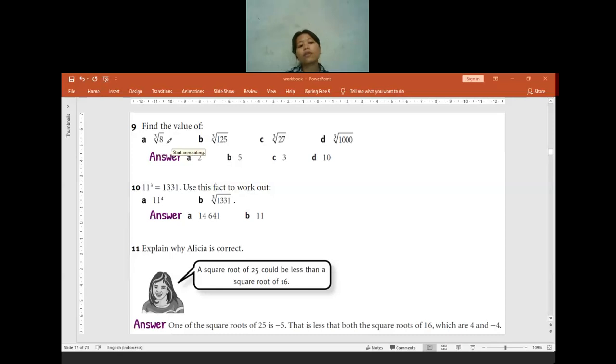So now we have the cube root of 8. It will be equal to 2, because 2 to the power of 3 is 8. And then cube root of 125 is equal to 5, because 5 to the power of 3 is equal to 125. And then for cube root of 27, the answer is 3, because 3 to the power of 3 is equal to 27. Cube root of 1000, the answer will be 10, because 10 cube is equal to 1000.